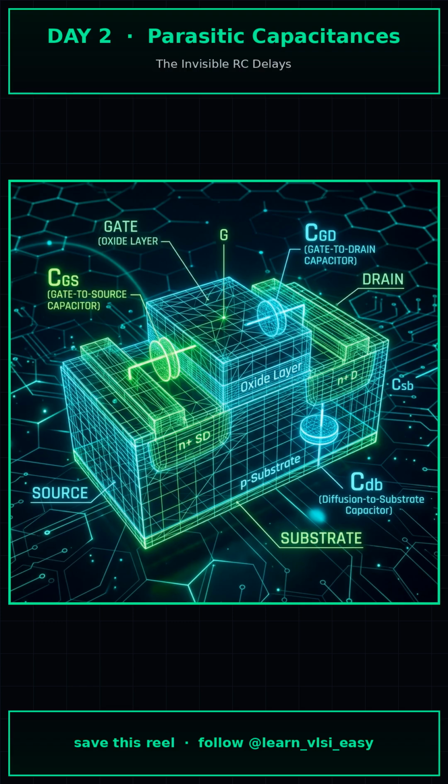When we draw a logic gate on a whiteboard, we draw wires. But in silicon, every structure is a capacitor in disguise. The gate of the MOSFET is physically separated from the channel by a thin layer of silicon dioxide, forming the intrinsic gate capacitance. But that's not all. The gate physically overlaps the source and drain diffusion slightly, creating overlap capacitance.